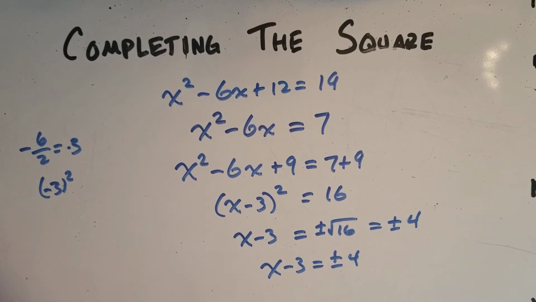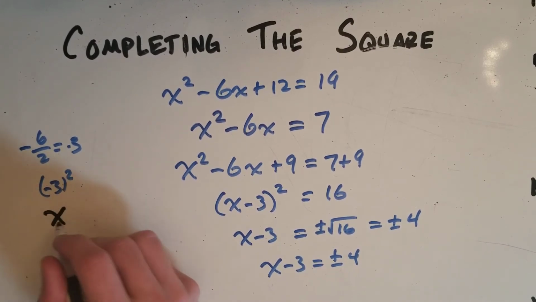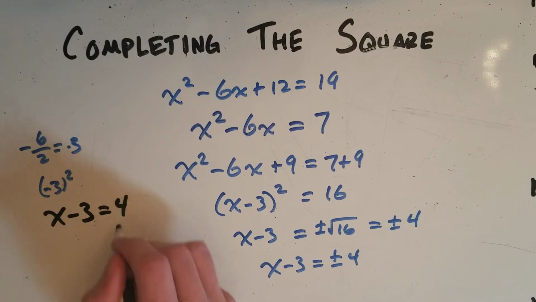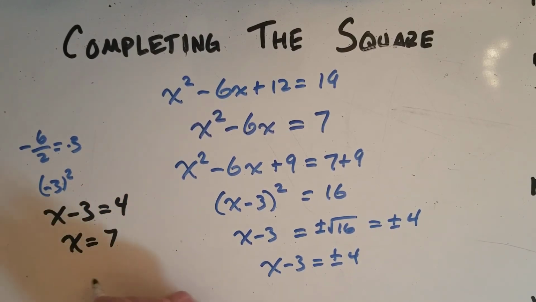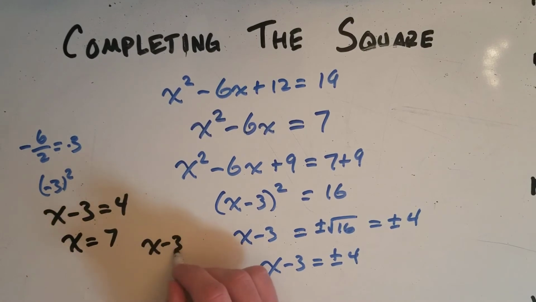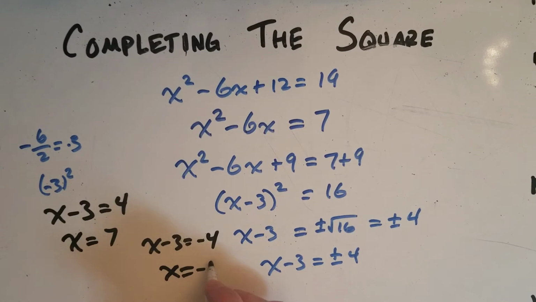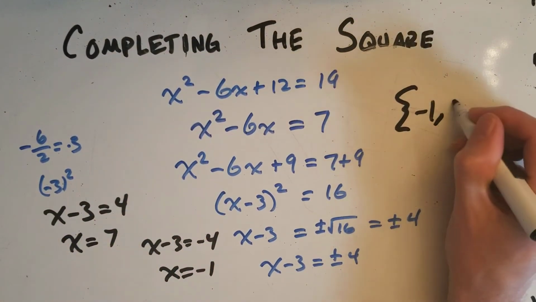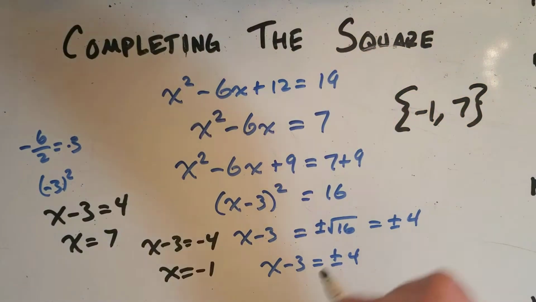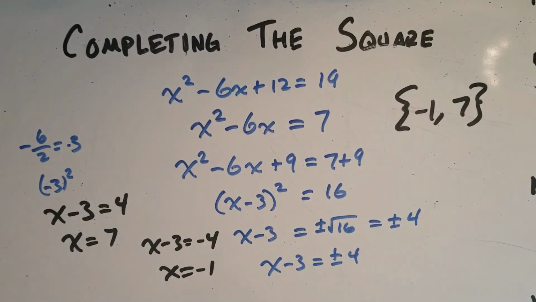So let's say we work with x minus 3 equals positive 4, then x would equal 7. Or you have the possibility of x minus 3 equals negative 4, in which case x would equal negative 1. So your solutions here are negative 1 and 7. And just like that, we're all done.